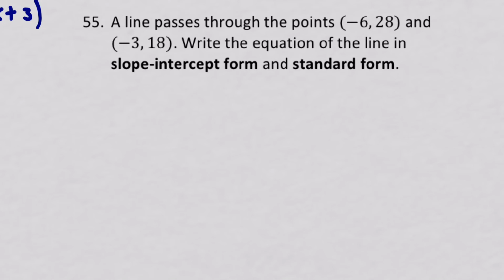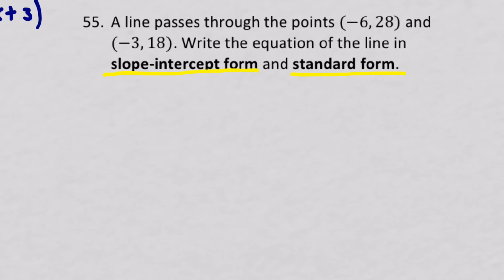Okay, 55. A line passes through the points negative 6, 28 and negative 3, 18. Write the equation of the line in slope-intercept form. Okay, and then in standard form. So we're going to do slope-intercept form first. At this point you have the option, if you want, to start with point slope form, then convert it to slope-intercept form, then convert it to standard form, which is the way that most people go. It's a process that just flows easily that way. So we're going to do that.